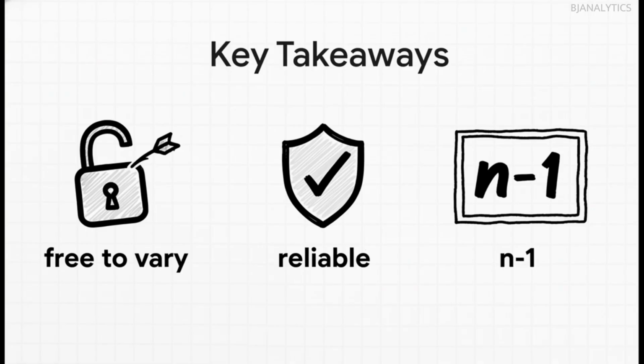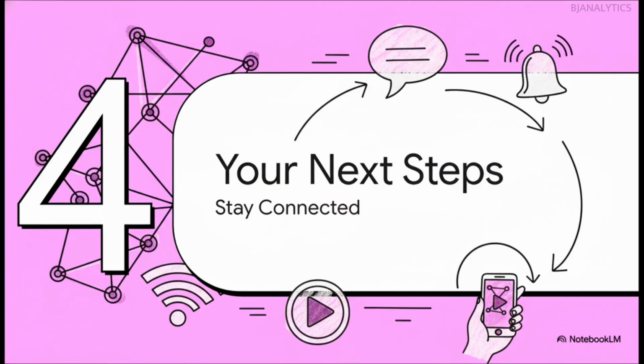Okay, so let's wrap this up with the key takeaways. First, degrees of freedom is basically the number of values that are free to vary. Second, it's an absolutely crucial tool for making sure research results are reliable. And third, for a lot of cases, the formula is as easy as it gets, just your sample size minus 1.